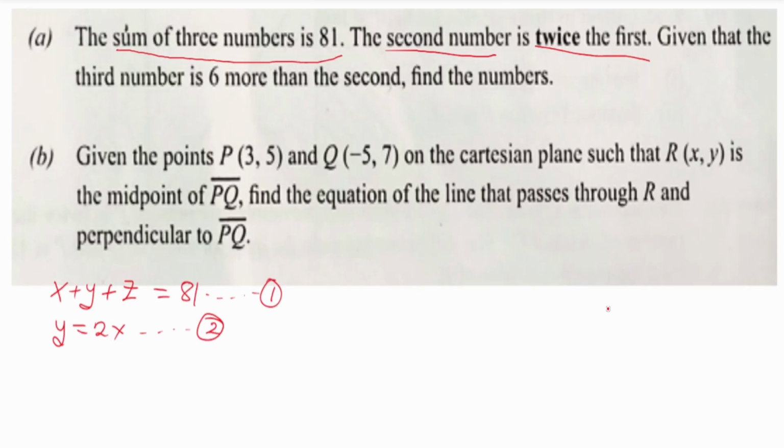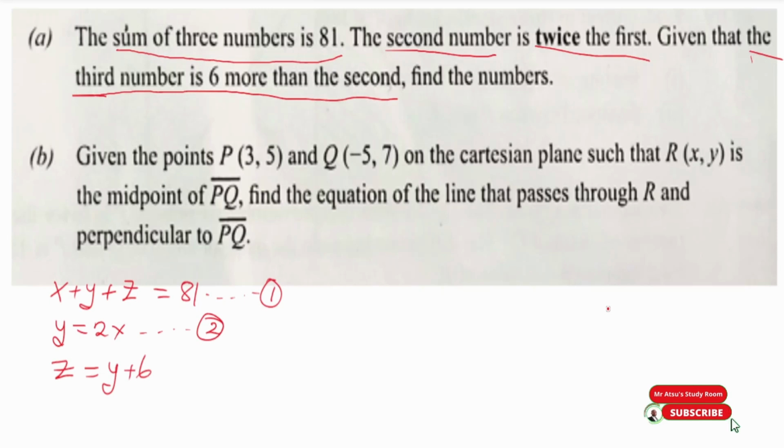Then, given that the third number is 6 more than the second, that's another information. That means that z, which is the third number, is the second number plus 6. That is 6 more than the second. And do you remember that the second number, y, is 2x? Wherever we see y, we put in 2x. So that means z equals 2x plus 6. And again, let's make that equation 3.